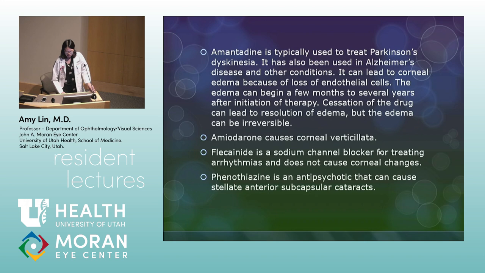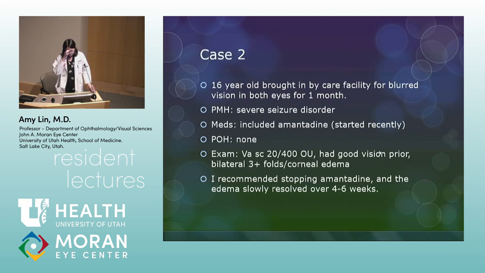But the inspiration for that question was a case I had maybe 4 years ago. This is a 16-year-old kid who was brought in by his care facility for blurred vision in both eyes for 1 month. He's in the care facility because he has a very severe seizure disorder. His medications did include amantadine, which was started maybe a month ago. He has no ocular history. His visual acuity was about 20/400 in both eyes. He didn't wear glasses. He said he had good vision prior to starting it. On exam, I don't have a picture, but he had bilateral 3+ folds in corneal edema.